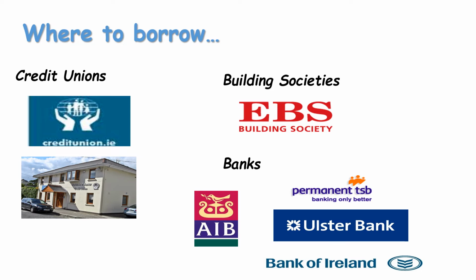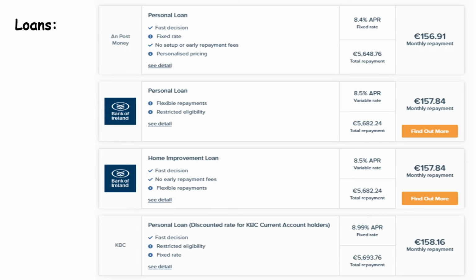Now, you can also borrow money. You have to be over 18 to do this, but you would borrow it in most of the same places, though we'll talk about some specialty places as well. So credit unions, building societies, banks, post office. But take a look at the APR. We use APR when we're talking about loans. It stands for annual percentage rate. It is kind of the same thing as AER. We just use two different acronyms for it.